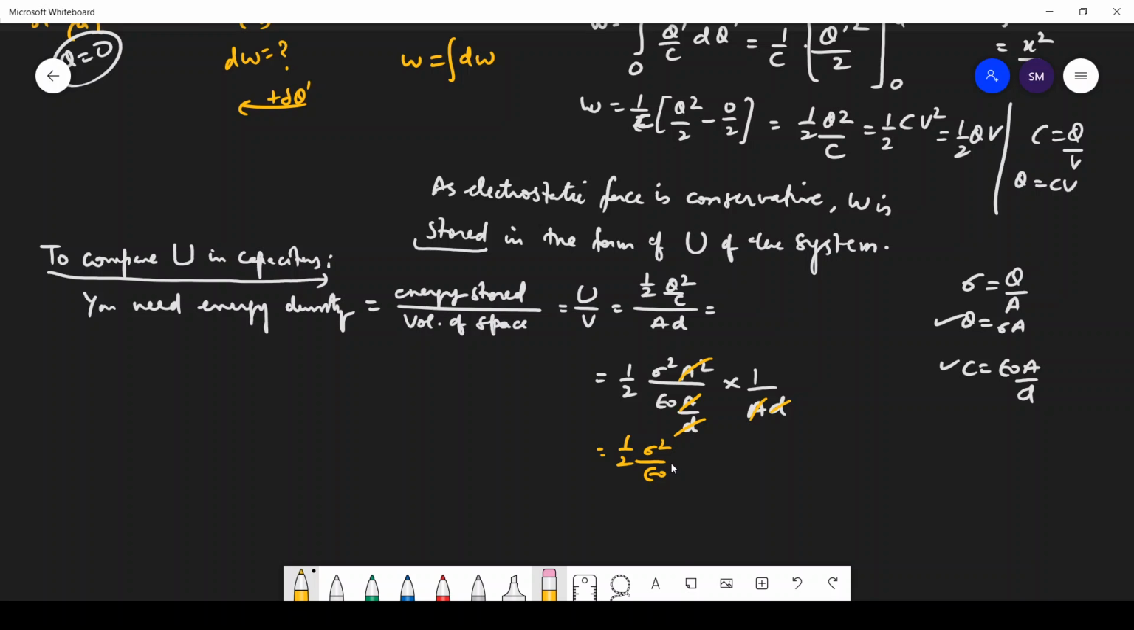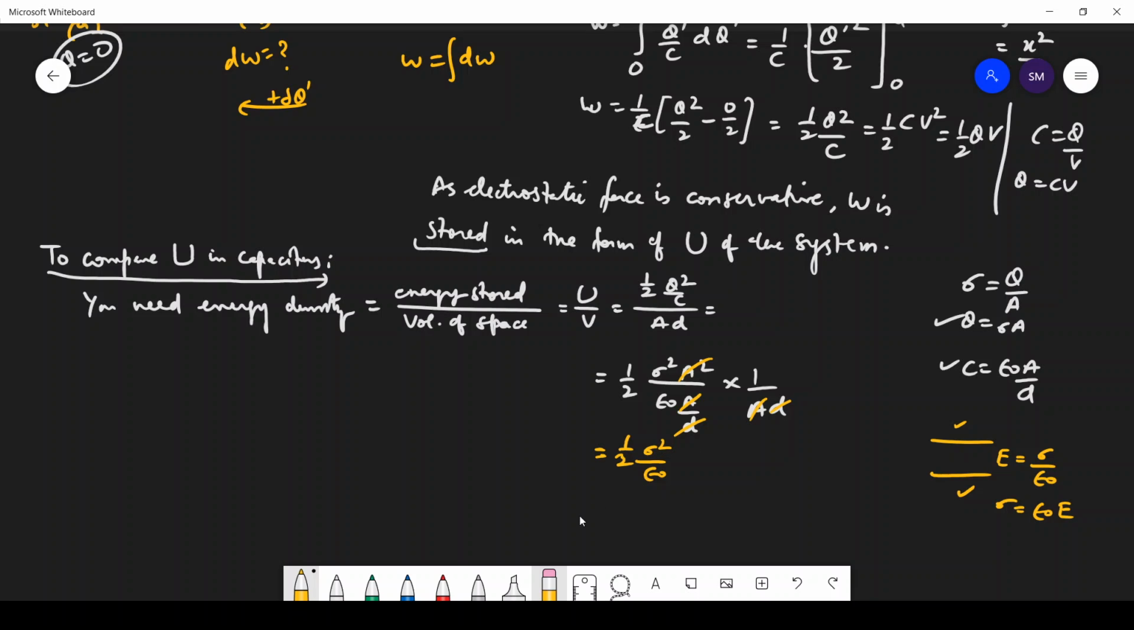sigma square by epsilon naught. Now I want to write it in terms of the electric field between the plates of the capacitor. So I know the formula, we have derived it: here the electric field is 0, here also the electric field is 0, but in between the plates the electric field is equal to sigma by epsilon naught. So both the fields were added: E upon 2 epsilon naught and E upon 2 epsilon naught, and then the electric field was equal to sigma upon epsilon naught, right? So sigma will be equal to epsilon naught into E.